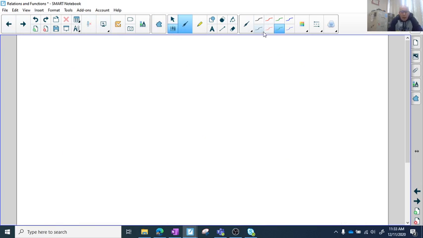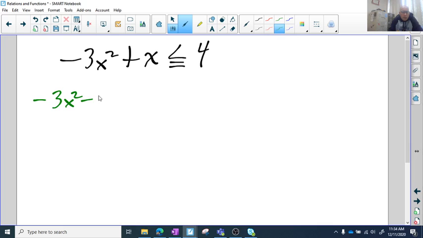Let's suppose we have the quadratic negative 3x squared plus x is less than 4. All right, so I'm going to move everything this way. Negative 3x squared plus x minus 4 less than or equal to 0.